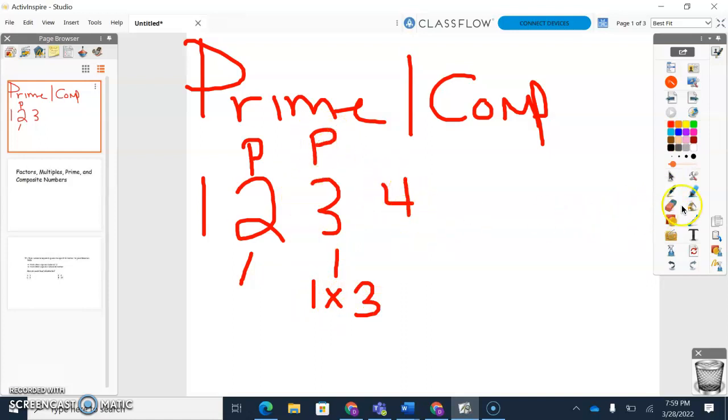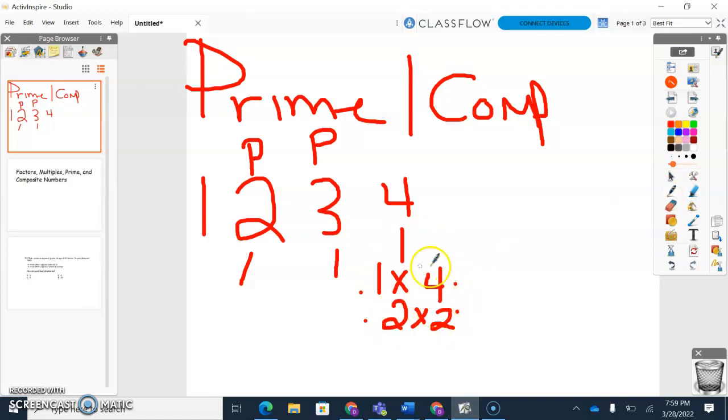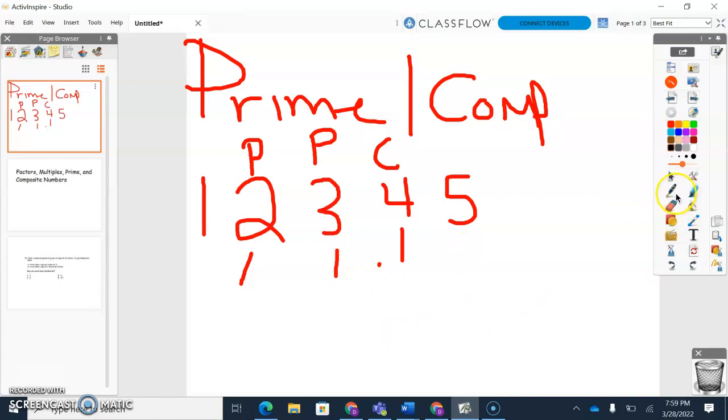Let's look at 4. What do I multiply to get 4? 1 times 4 and good, 2 times 2. So how many factors are there? There are 3 factors, and that means this is considered composite. If it's more than 2 factors, it's composite. All right, let's look at 5. What can I multiply to get 5? 1 times 5. Anything else? No. So how many factors are in 5? 2. So if it's 2 factors, it's prime. If it's more than 2, it's composite. So that is prime.